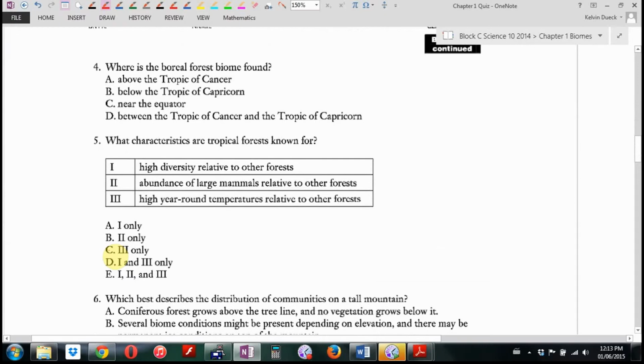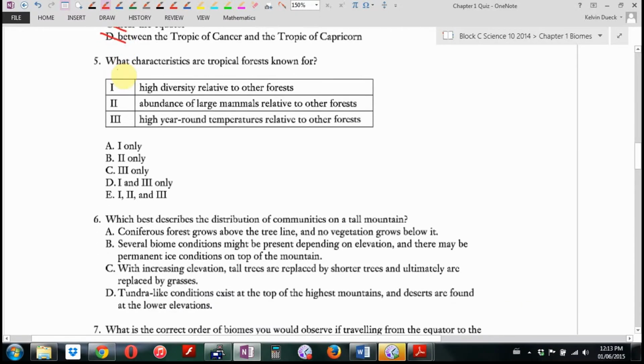Where is the boreal forest biome found? Above the Tropic of Cancer, yeah? In the north. Do you have to memorize which one's Cancer, which one's Capricorn? No, it's on that biome map. It's on that biome map that you'll have on the provincial and on the test.